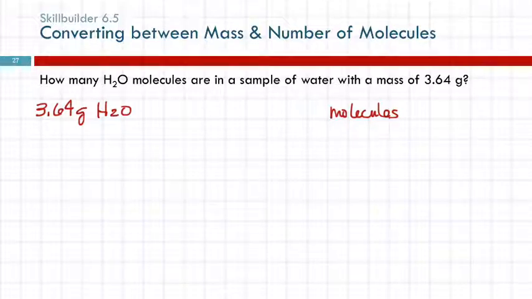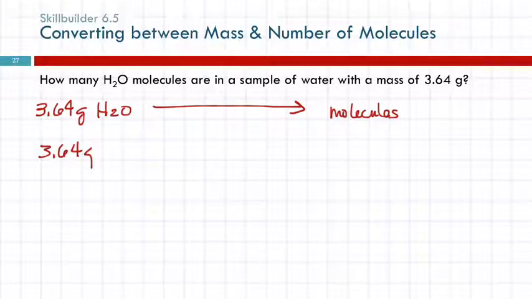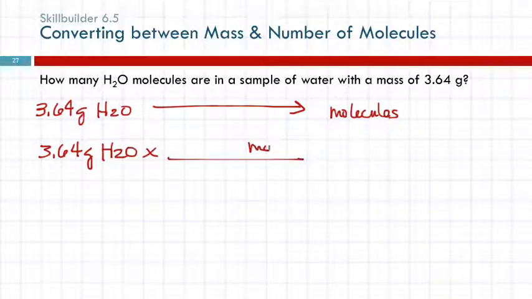We could do this one of two ways. We could go from grams to moles to molecules, or we could go from grams directly to molecules. Somebody tell me which one to do. Grams to molecules. We're going to go direct. So we follow our pattern, and we're going to put molecules up here, and grams down there, so the units work out.